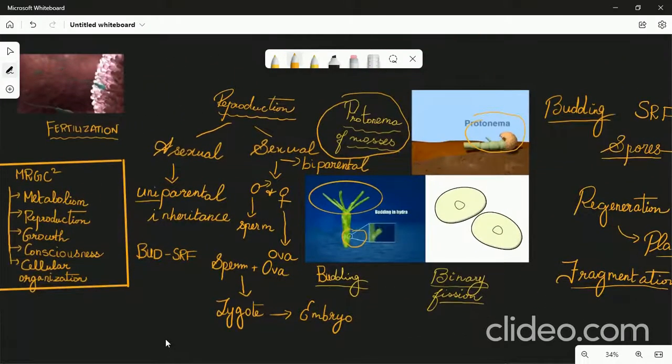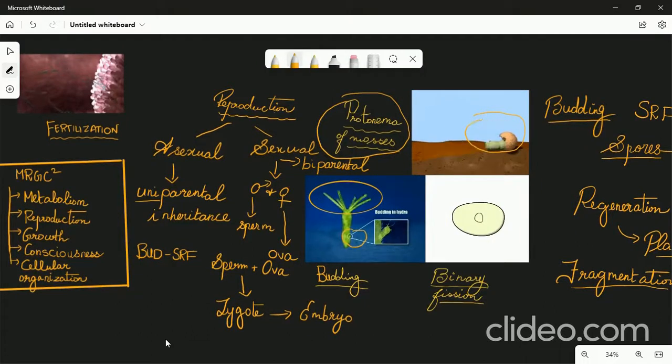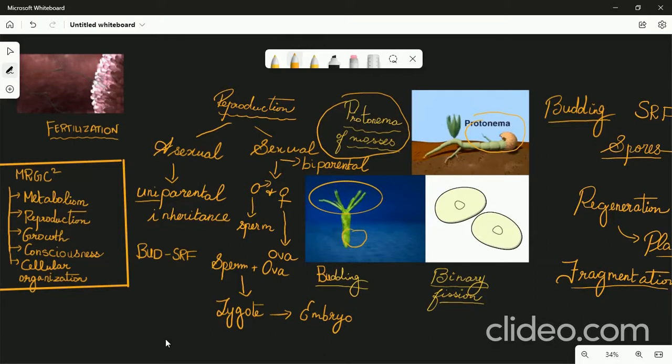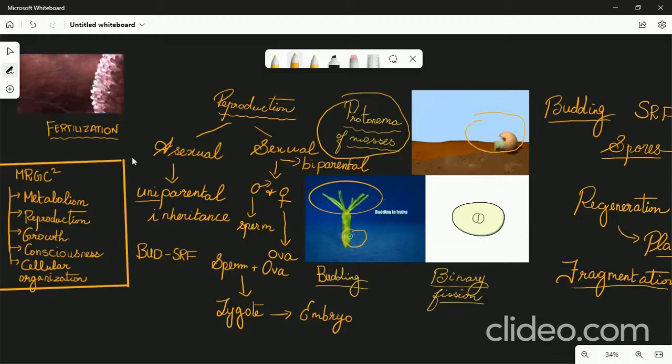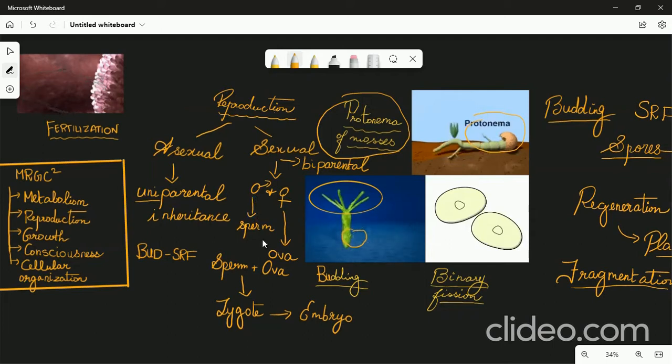So again I would like to summarize. In asexual reproduction only one parent is involved, so it is called uniparental inheritance. But in sexual reproduction two parents are involved, that's why it is called biparental inheritance. Here the male will produce a male gamete, that is the male sex cell, which is called sperm, and the female sex cell will produce ova or egg.